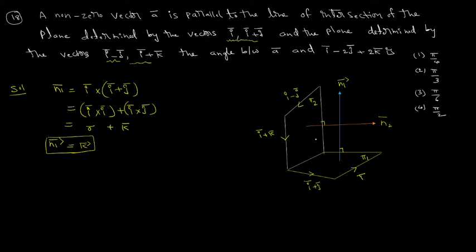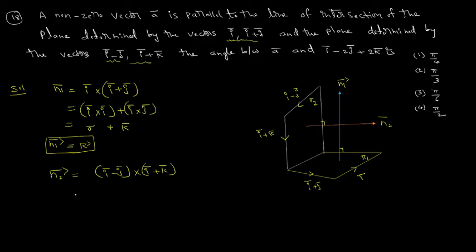Next I am taking n2 bar, required. n2 bar is determined by these two vectors. So n2 bar is perpendicular to the plane containing i bar minus j bar and i bar plus k bar. Therefore the normal n2 bar equals i bar minus j bar cross i bar plus k bar.